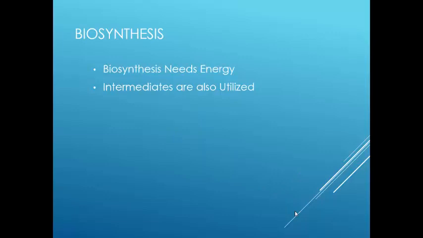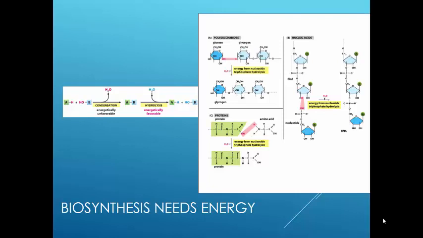Let's wrap up quickly with a discussion about biosynthesis. Specifically, we're going to talk about how biosynthesis needs energy, and intermediates are also utilized. Biosynthesis is the process of creating macromolecules within the body. Remember from our discussion of energy that anything that reduces the amount of entropy is not energetically favorable. This means that we must use energy to create these molecules. ATP is the most often used molecule.